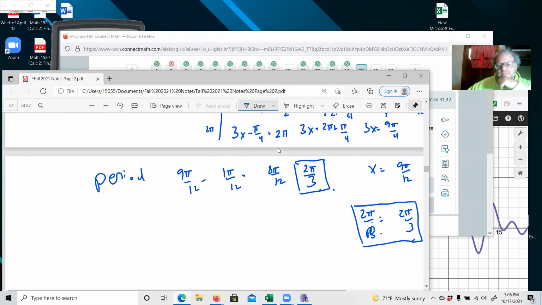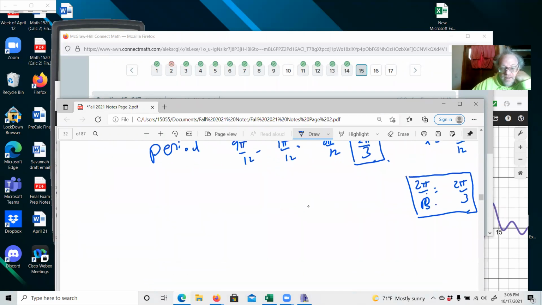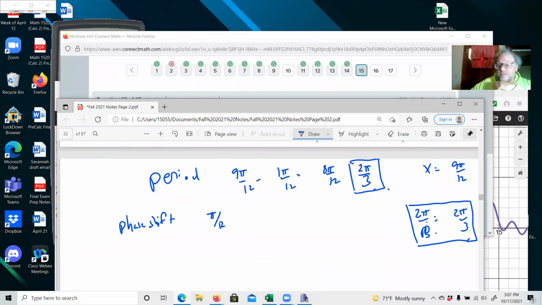So there we go. All right, what else do they want to know? They want to know period. They want to know phase shift. So remember, we had to put the phase shift in this particular form. So our phase shift is pi over 12. Where do we start? Like if I go back up to here and I said, where do we start? We start at pi over 12. Where would we have liked to start? We would have liked to start at 0. So I know that there's a shift of pi over 12 to the original function.